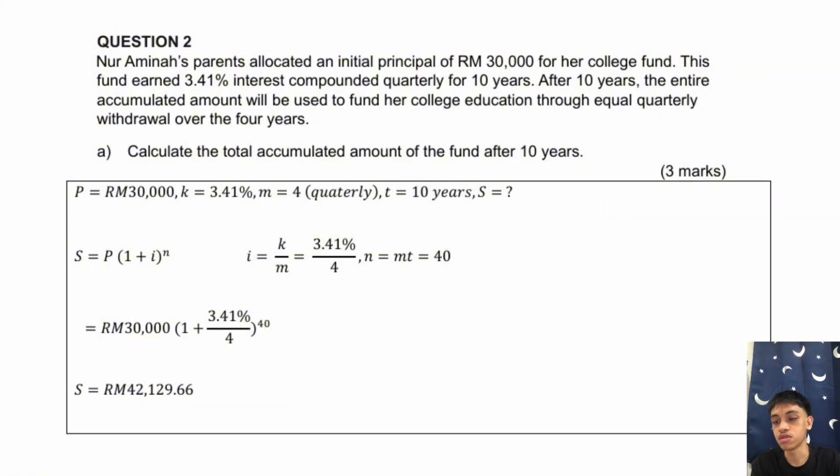As I said, we will be using the formula S equal to P(1 plus I)^N. So the P is 30,000, 1 plus 3.41% over 4 for the I, and the N is 40. Put those numbers in your calculator and you'll get 42,129.66. That is the answer for question 2A.